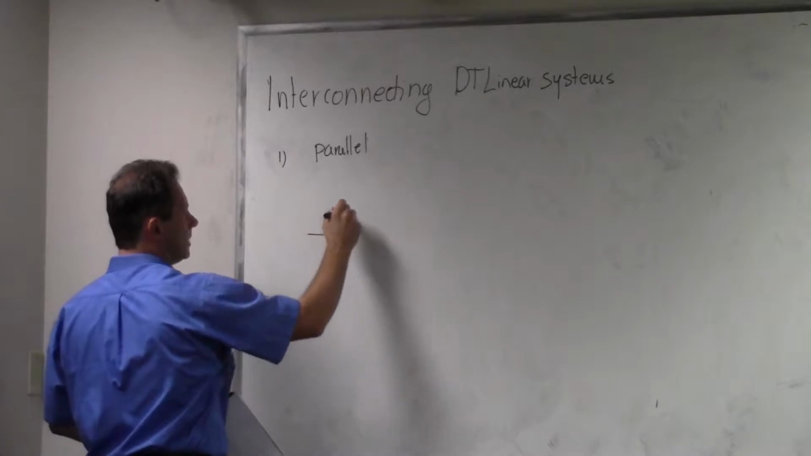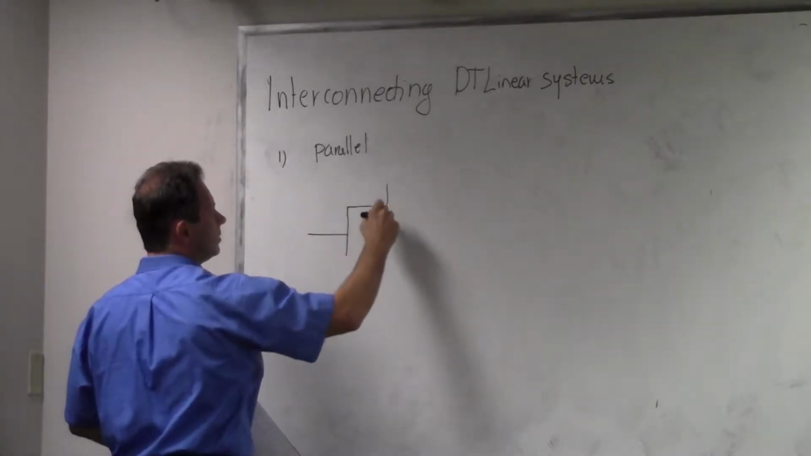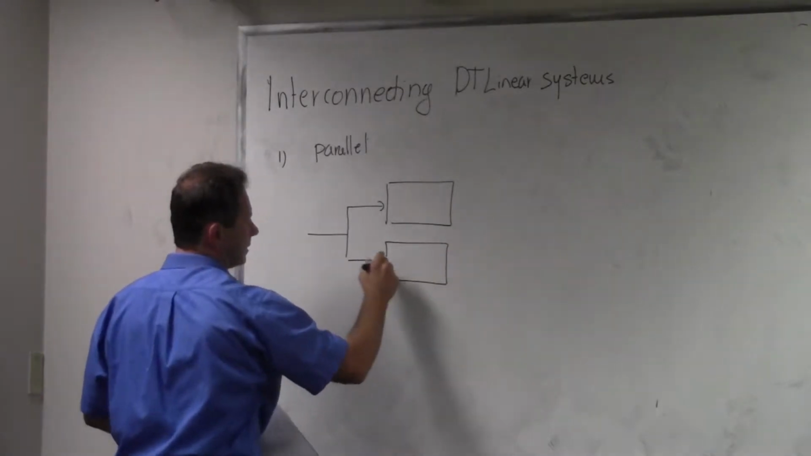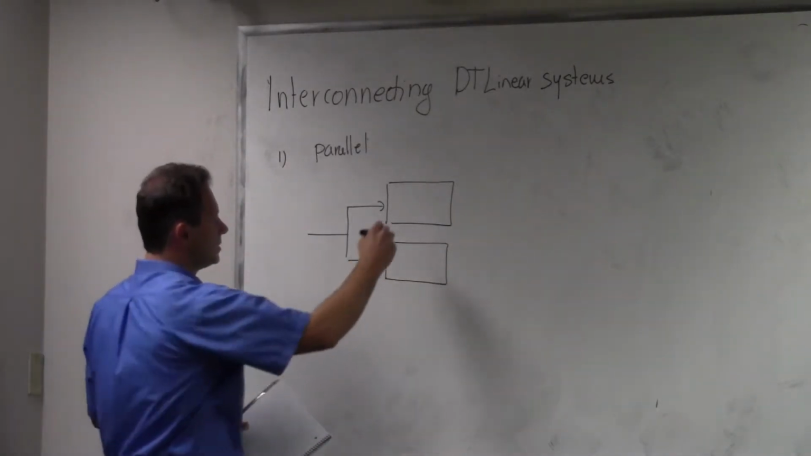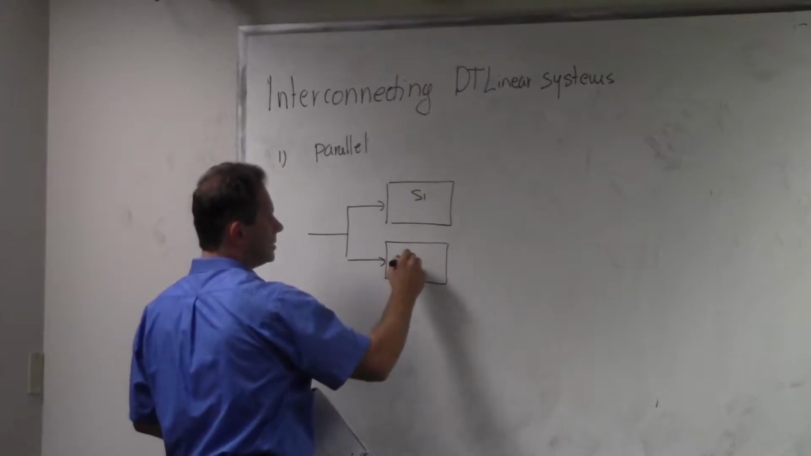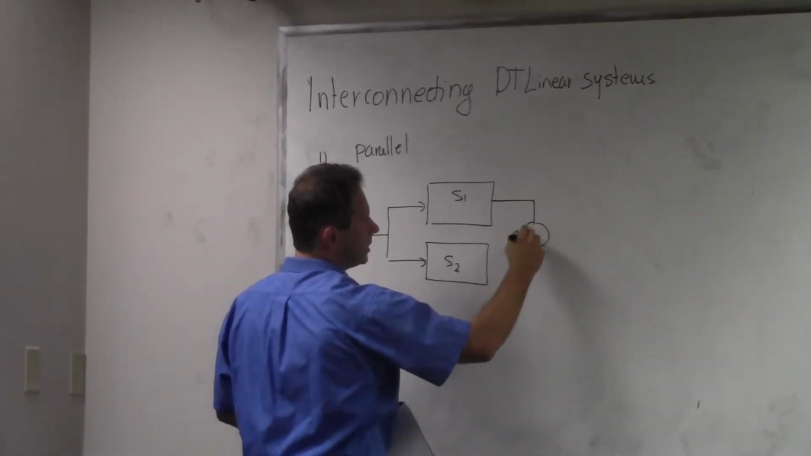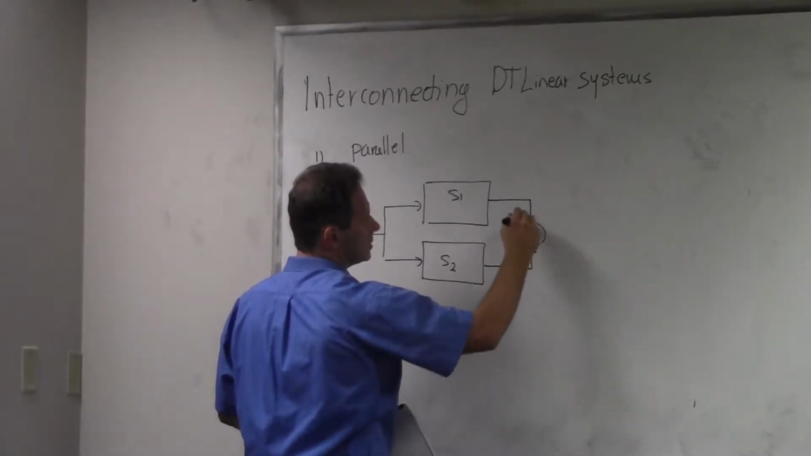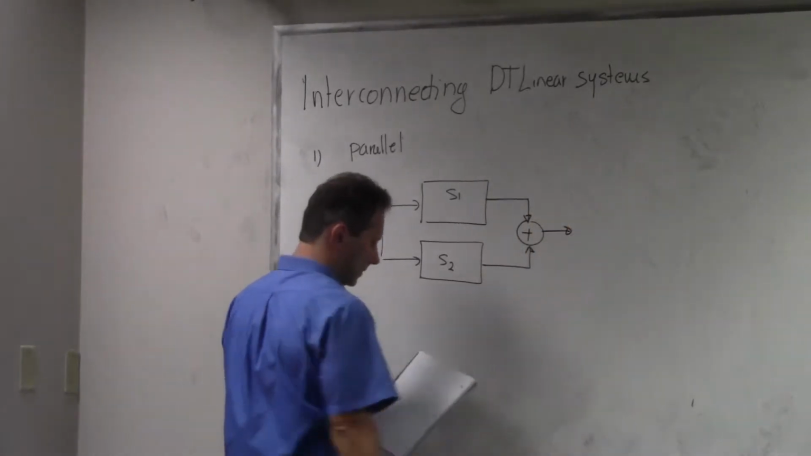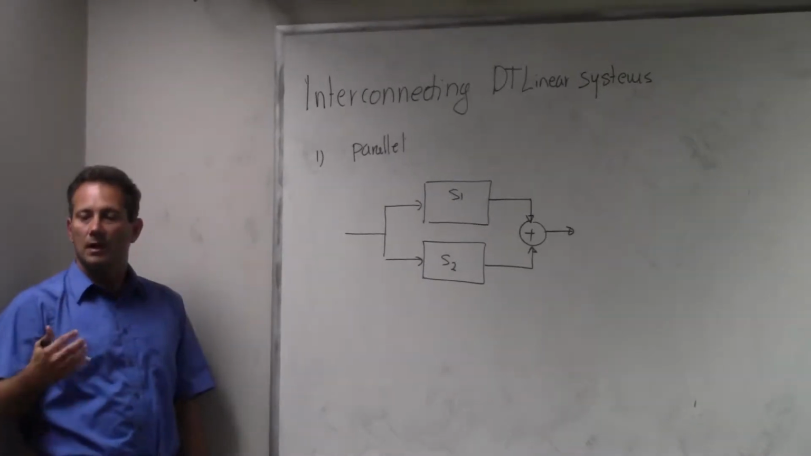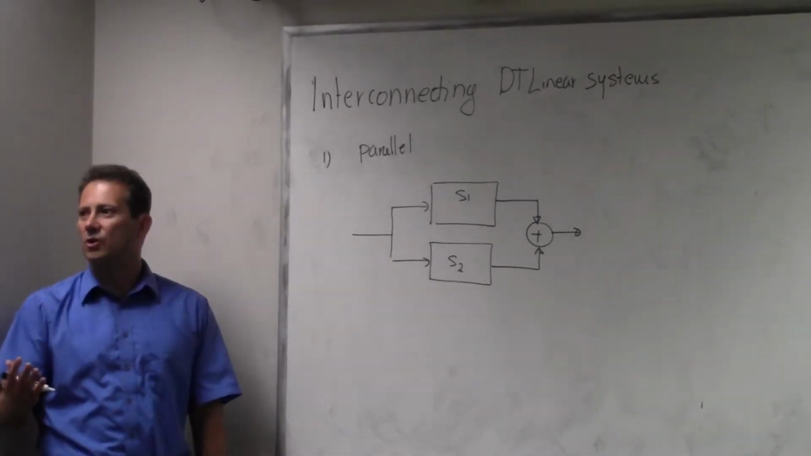You have your input, and you lead this input into two systems that look like this. This is system 1, and this is system 2. And then you take their outputs, and you sum them together. Now, the question is, how do we treat this system? Well, superposition always holds, right?